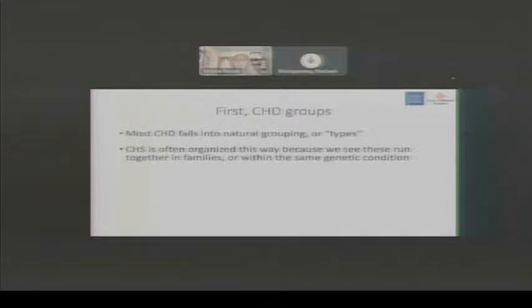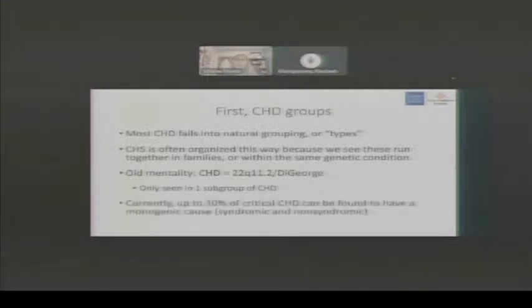They're not the same CHD, but we know developmentally they're the same. And so the old mentality, ages ago, was, well, if we have heart disease, we want to think of 22q11 deletion syndrome, which is also called DiGeorge syndrome. However, that's only really seen in one subgroup of congenital heart disease, that is the conotruncal diseases. So we're much more sophisticated now knowing about genetics. We know that up to 30% of critical congenital heart disease can be found to have a monogenic cause, or a genetic cause caused by one gene or one chromosomal anomaly.